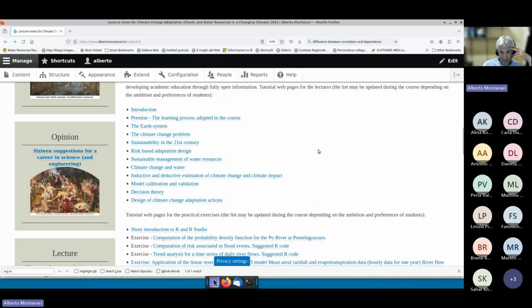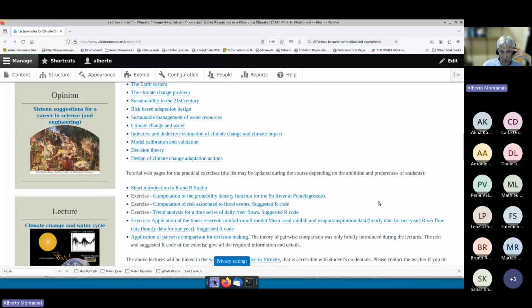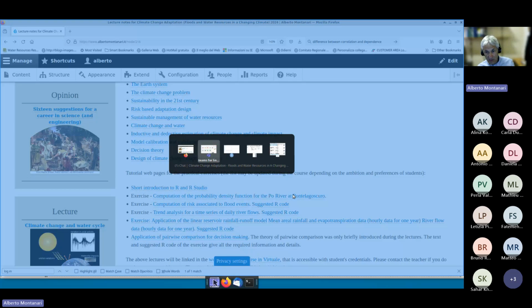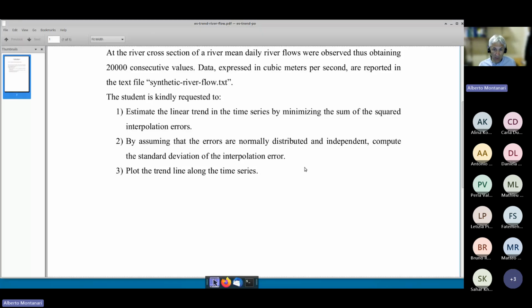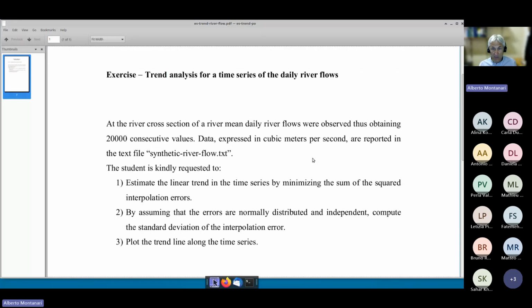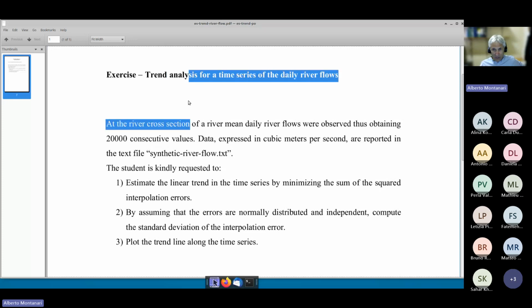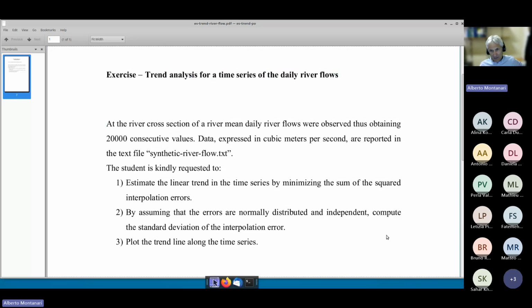I want to go back to our exercise because, as you may remember, the last exercise that we considered is this one, trend analysis for a time series of daily river flows. And here I notice now this "the" is not necessary. I would say that it's wrong in grammar. Okay, so I need to remember to change it.